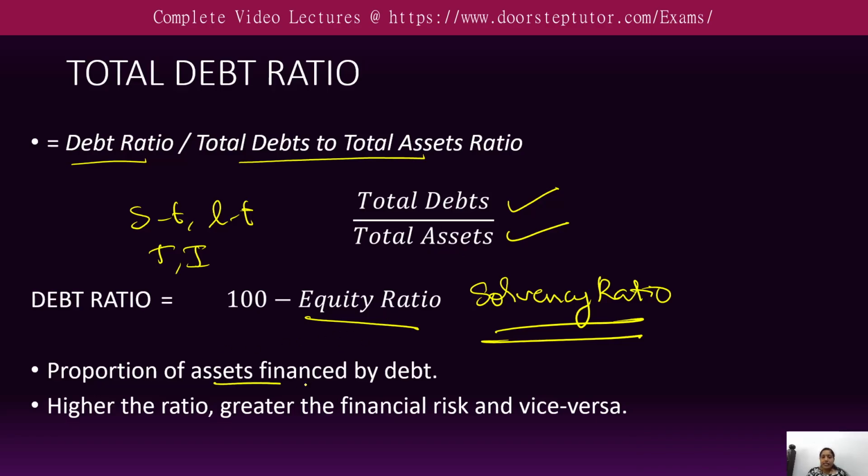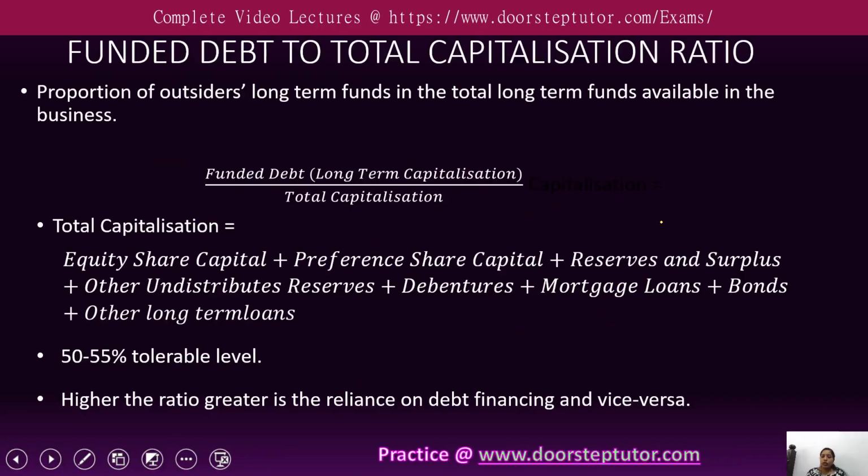The proportion of the assets that are financed by the debt capital. A higher ratio means more assets are being financed by debt. A low ratio means more assets are financed by equity capital, and vice versa. Like I told you, a too low ratio would mean that total debts are too low and more equity is being used. If the firm is not making proper use of leverage, it can have a too low ratio. That is also not good. So too high and too low are both not good.